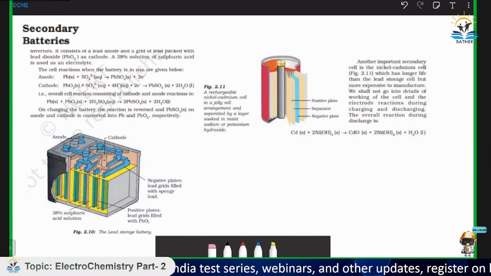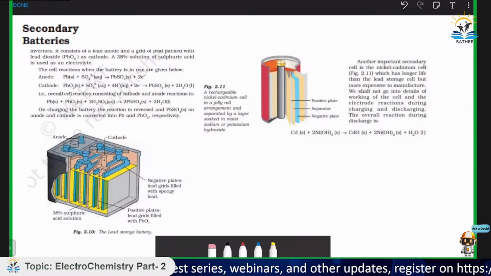It consists of a lead anode and a grid of lead packed with lead dioxide as cathode. So normal lead rods are the anode, and the lead plates and lead dioxide serve as cathode. Your electrolyte is your sulfuric acid. This lead electrode is obviously not an inert electrode. It is involved in the reaction, and your electrolyte is involved in the reaction. This is the electrolysis thing.